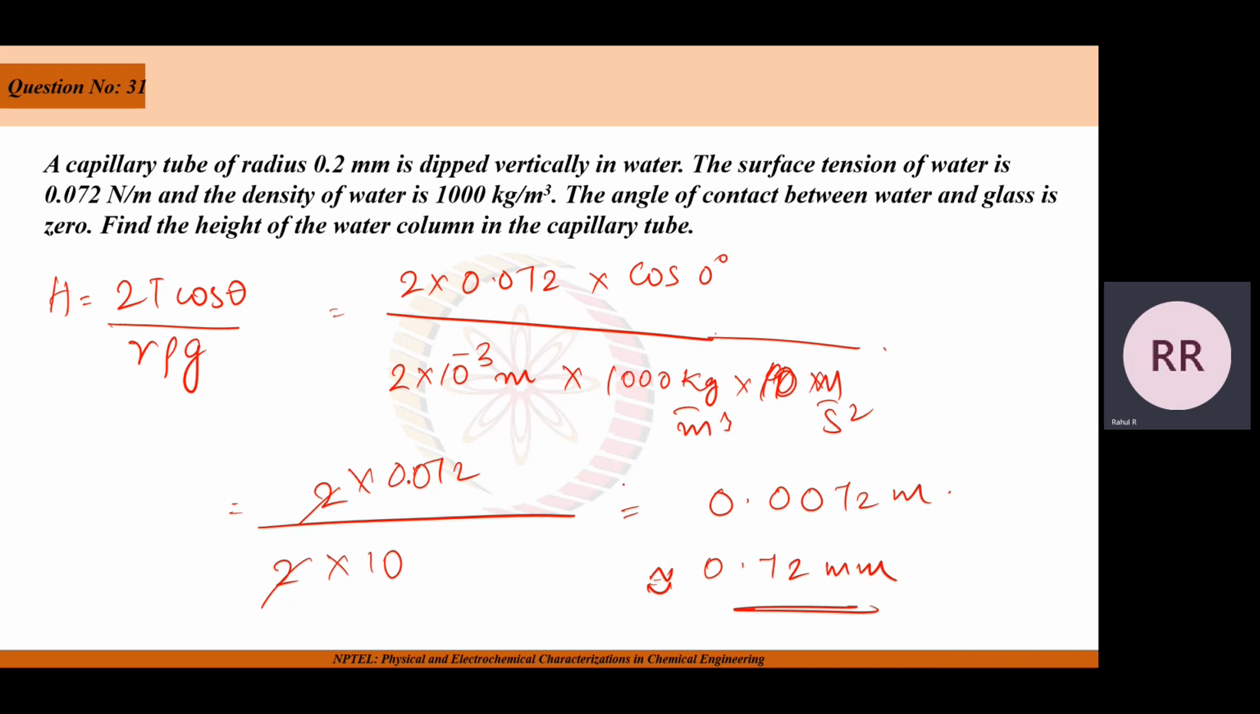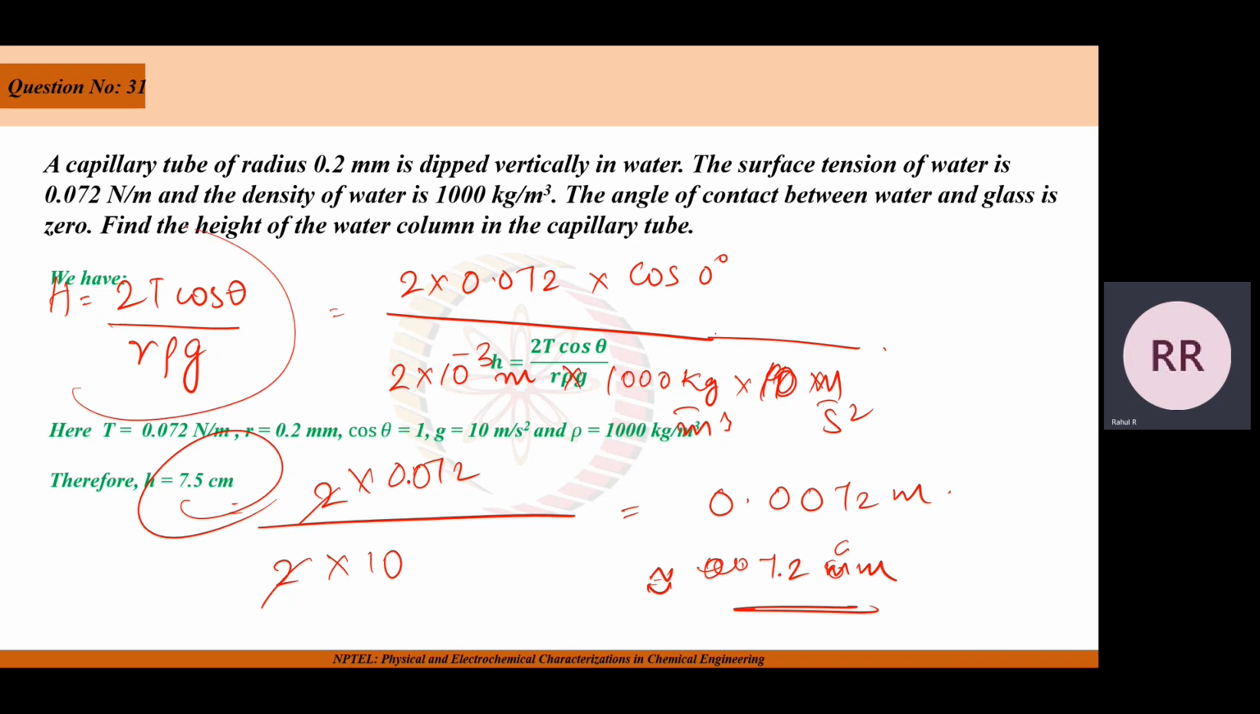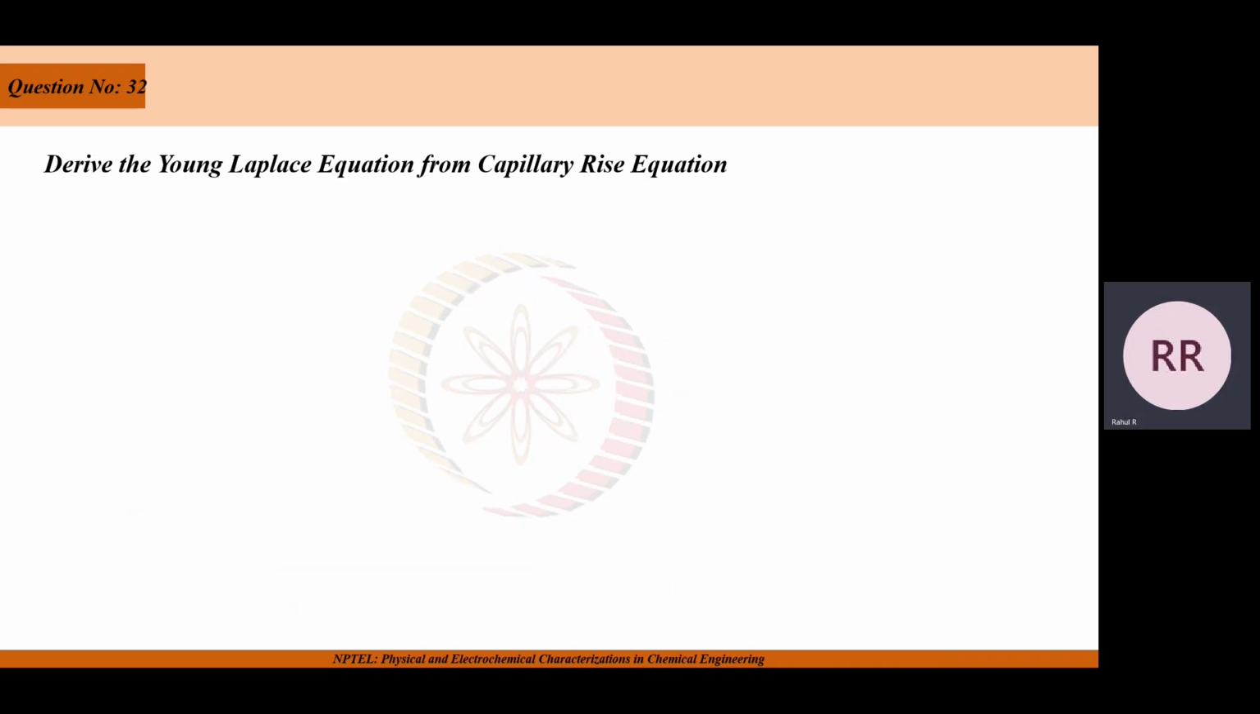That is 7.2 centimeters, not 0.72 millimeter. So the answer is approximately 7.2 centimeters. I hope you got the answer. The major trick is to use this particular formula. Okay, now let us go to the next question.